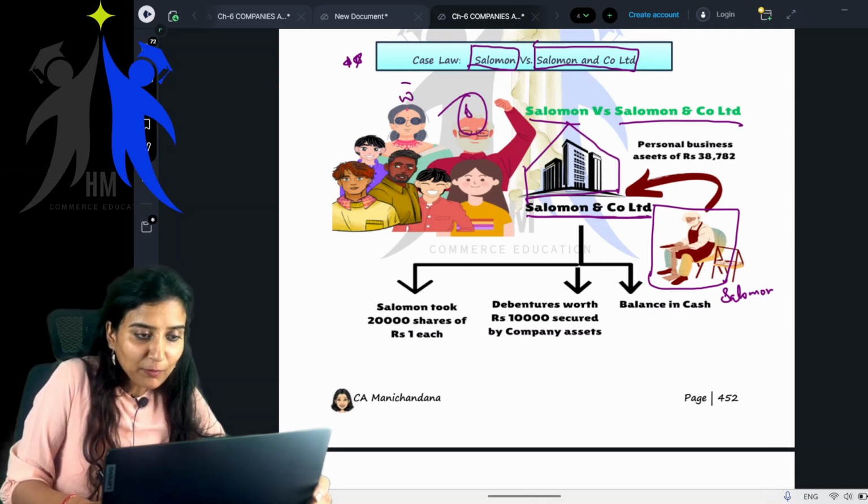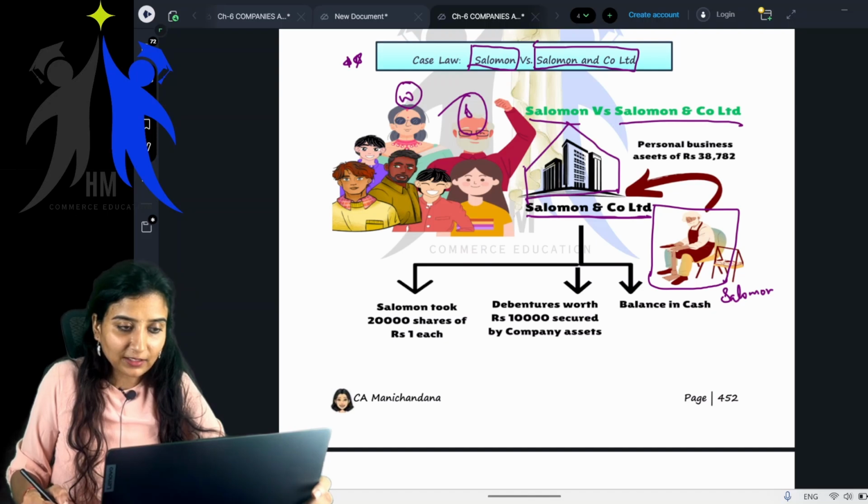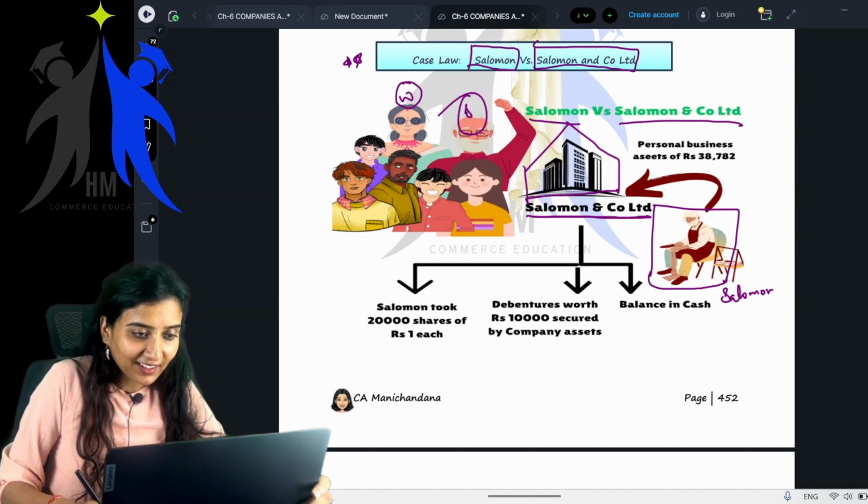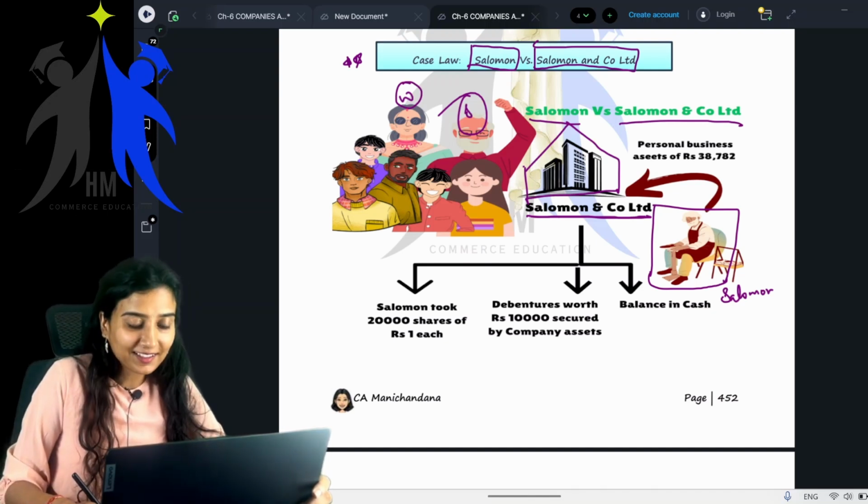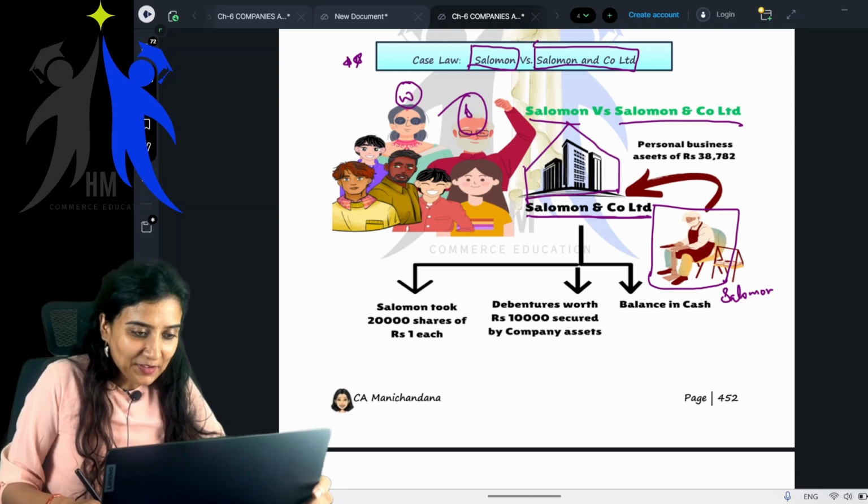His wife. What, ma'am? Salomon is like one old tata, and his wife is like Kangana. She is so young. Yes, fine. It's okay.